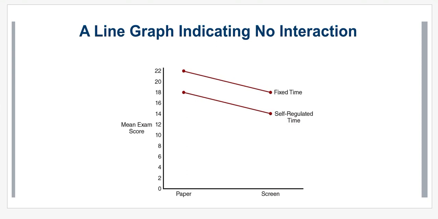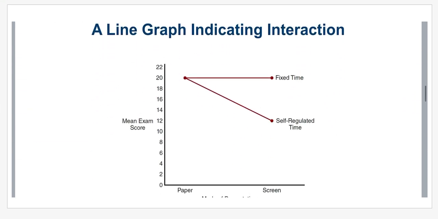And then again, looking at the difference between paper and screen, you can see that the two dots for paper are higher than the two dots in general for screen. So you can see again that the trend goes down, right? Those lines are going downward. So paper led to higher exam scores than studying on screen. But again, because those lines are parallel, there is no interaction.